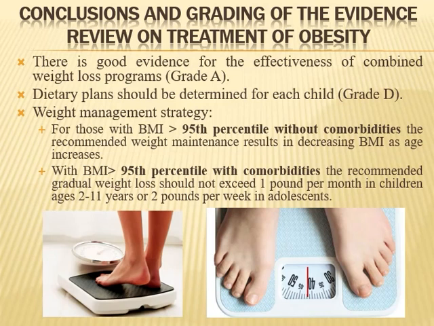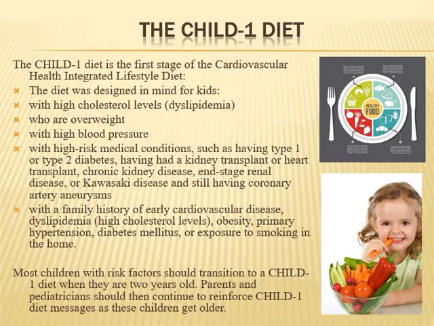For those with a BMI above the 95th percentile without comorbidities, the recommended weight maintenance should result in decreasing BMI as age increases. With a BMI above the 95th percentile with comorbidities, the recommended gradual weight loss should not exceed 1 pound per month in children ages 2 through 11 years or 2 pounds per week in adolescents.